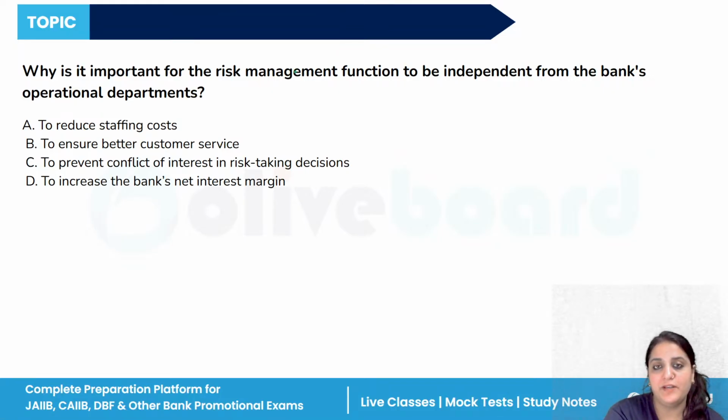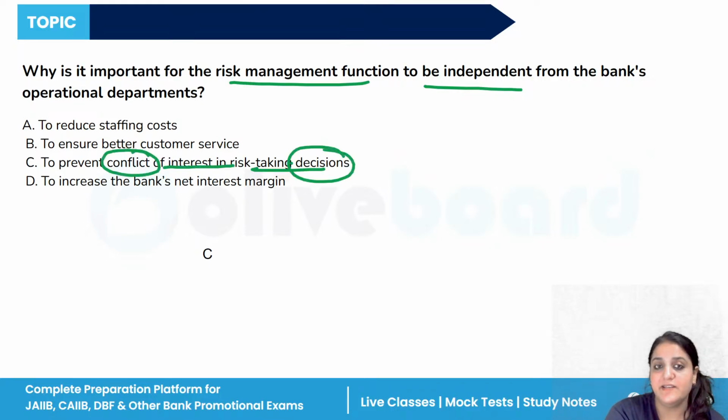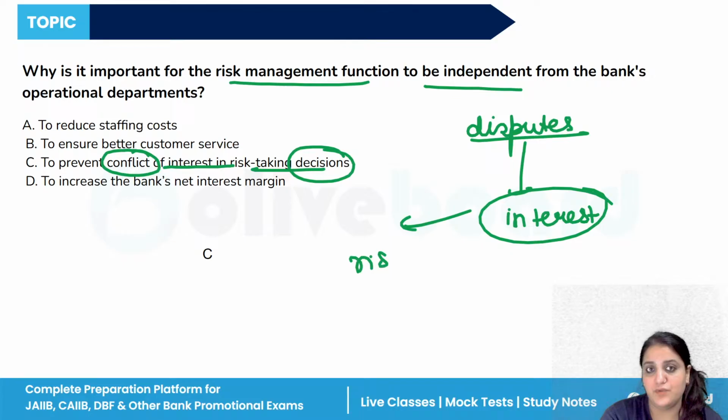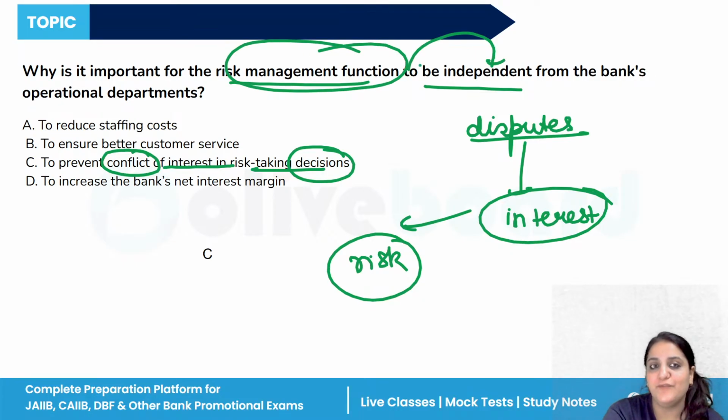So, why is it important for the risk management function to be independent from the bank's operational departments? Obviously, it prevents conflict of interest in risk taking decisions. It means any type of quarrel, any type of dispute in the interest when taking decisions related to risk. So it is important for the risk management function to be independent from the bank's operational departments.